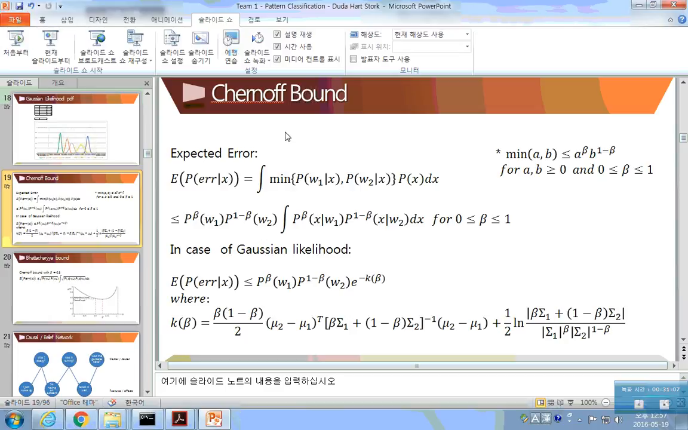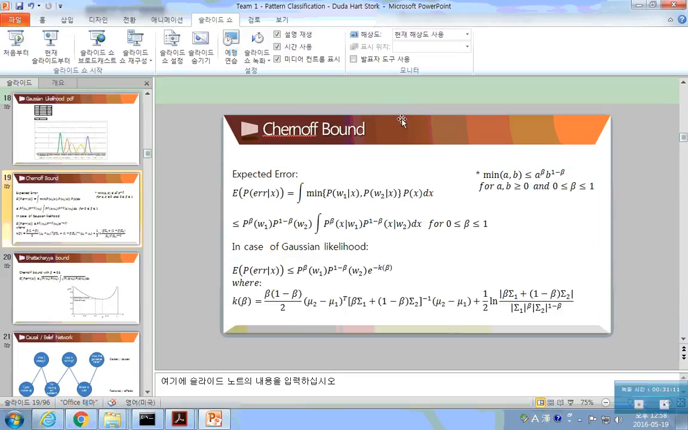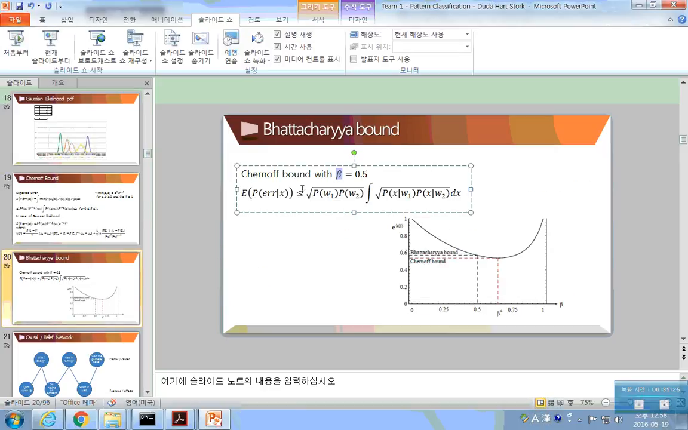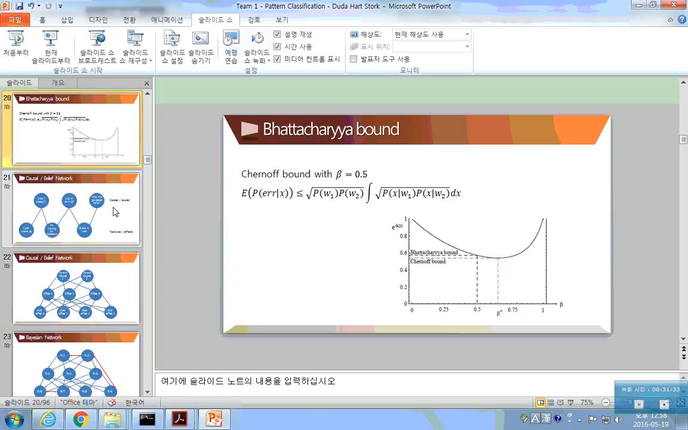So the textbook gives us bounds for the error. I discussed how we can measure the error, but the error is sometimes difficult to measure, so we are interested in finding the bound. Chernoff gave a formula to find the bound. I think it's not very important, so I'll just skip it. And Patakaria gave a special case of the Chernoff bound in which beta is 0.5. So this is the Bayesian classifier. The textbook didn't touch on the Bayesian network and belief network, so I will quickly go through them and explain them.